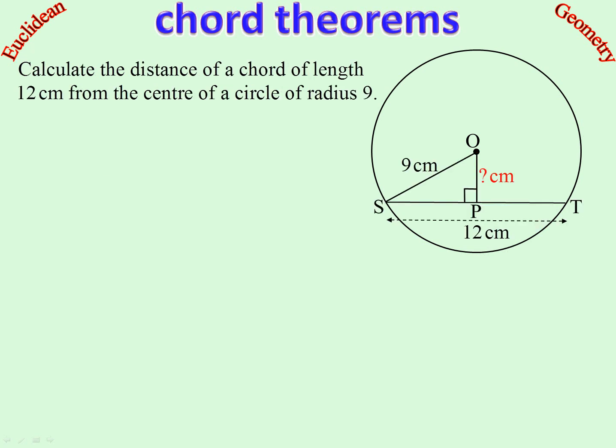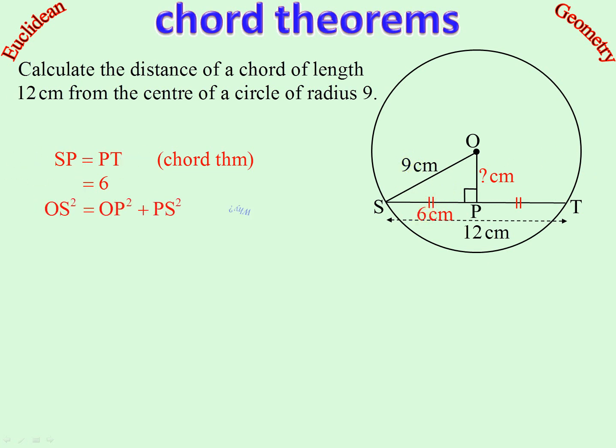In this case, calculate that distance there. So that's perpendicular, and SP equals PT, reason, chord theorem. So therefore we know that's 6. Now if we have a look, I say, well, is it a triple? No, because that's 6, 9. If we divide it by 3, that's 2, 3.